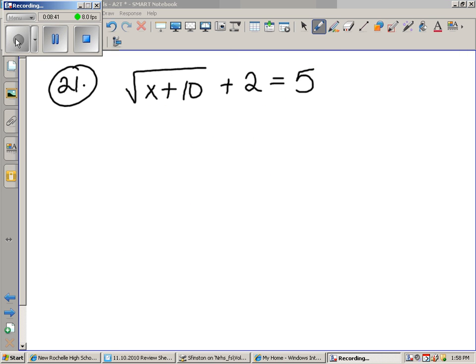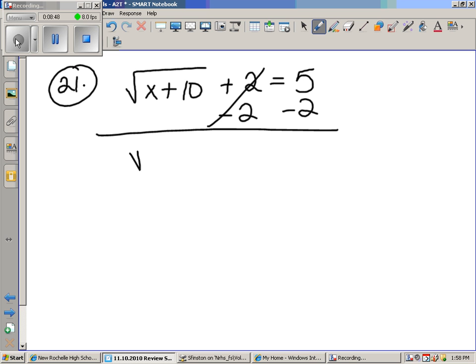All right, last problem. Last one and we're out of here. Subtract 2. We have to isolate the radical. That's what we do first. Always do that first. Square root x plus 10 equals 7. What do we do after that? This is what happens when you try and move too fast. I'm going to slow down. All right, what do we do next? Square up both sides. That's what we're going to do.